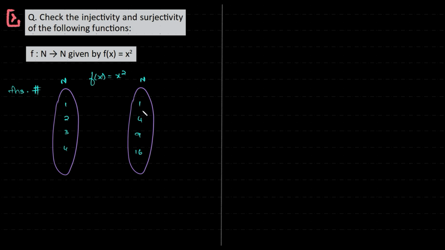But remember, there are values over here. Example 2 and 3. There are values over here. 5, 6, 7, 8. Are they mapped? No. So clearly they are not onto, not surjective. It is injective but not surjective.